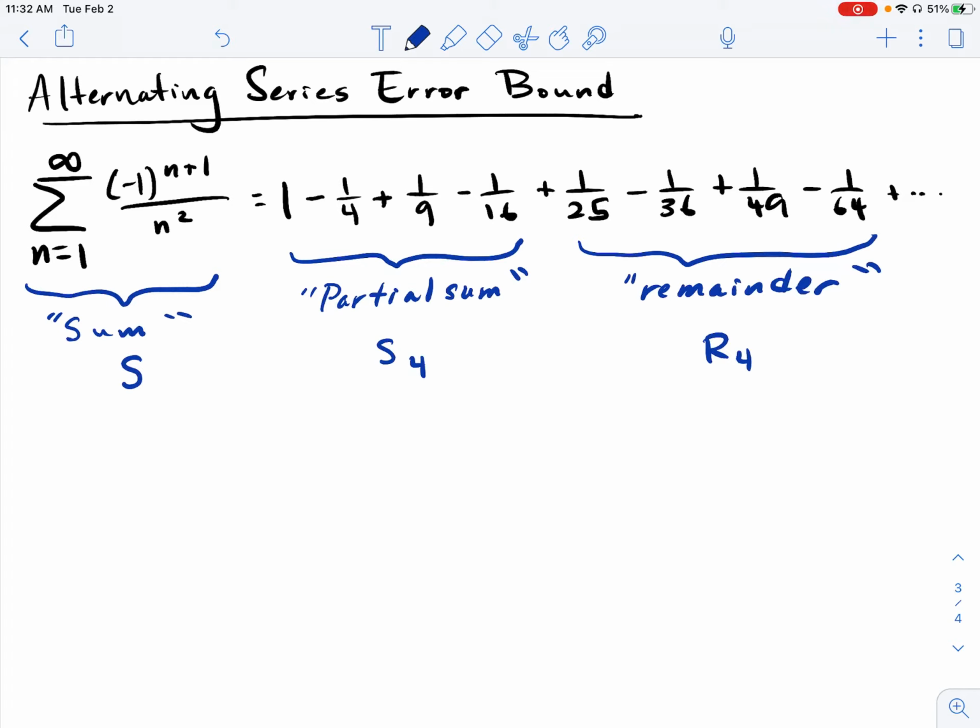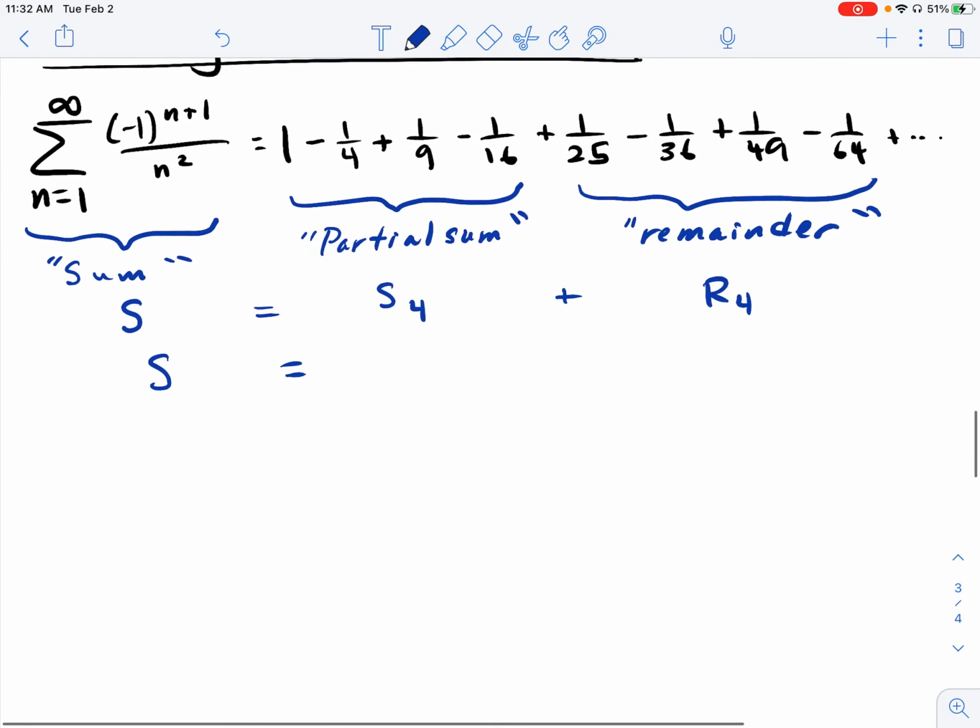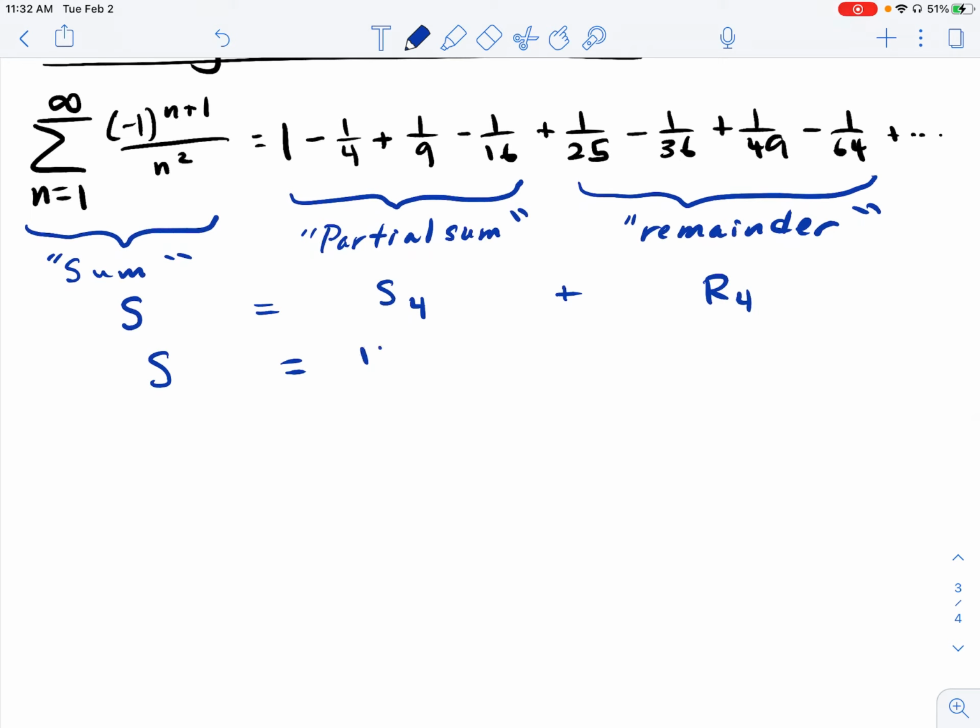Okay, so let's just make sure we understand what we're saying here. We've got our sum. We don't know what our actual sum is, but we know it's equal to our partial sum plus our remainder. Okay, and just for the sake of time here, I'm just going to go ahead and write here what our partial sum is. You could add this on your own. I trust that you can do this, but I'll just write it's 115 over 144. And again, this is equal to R sub 4.